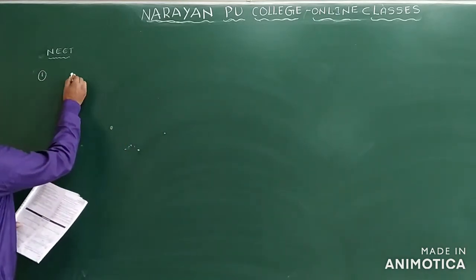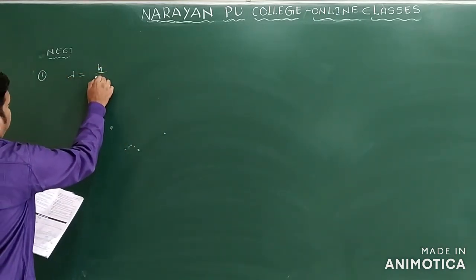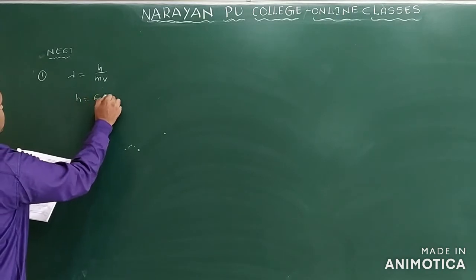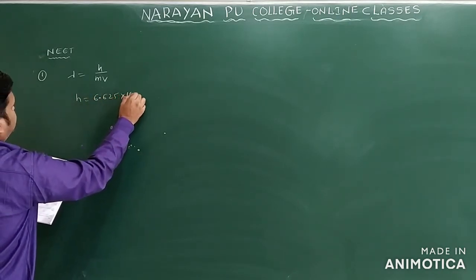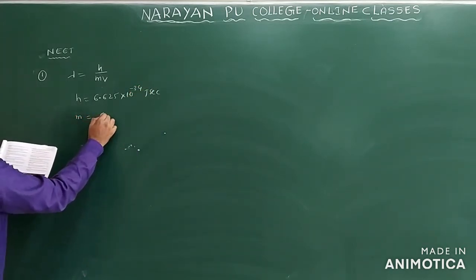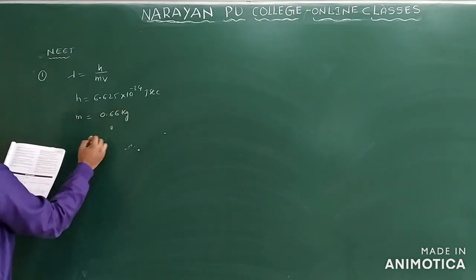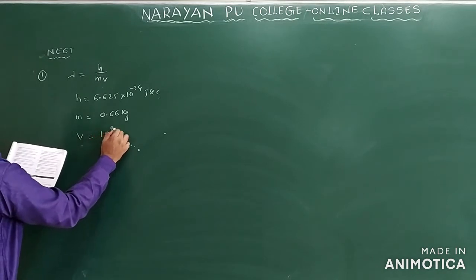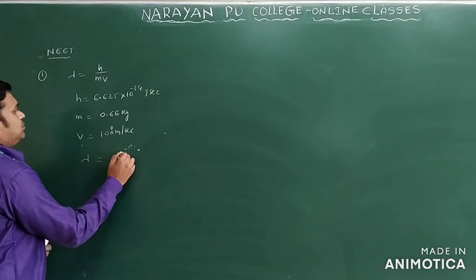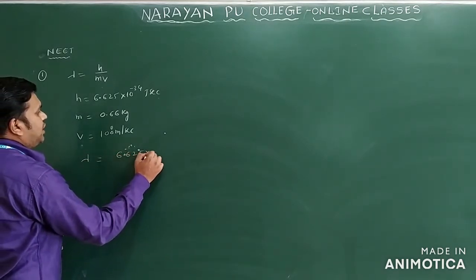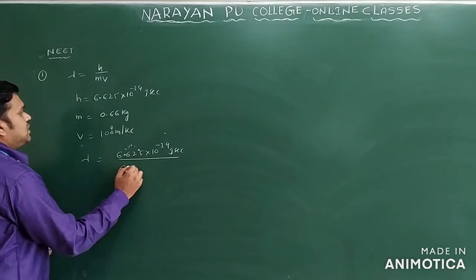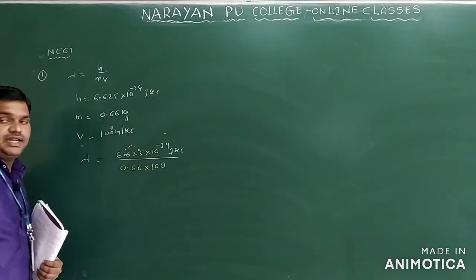So this question is related to the de Broglie equation, the formula: lambda is equal to h by mv. So h is equal to 6.625 into 10 power minus 34 joule second. Mass is given here, 0.66 kilograms, and velocity is given, 100 meters per second. Substitute the values here. Lambda is equal to 6.625 into 10 power minus 34 joule second by 0.66 into 100.